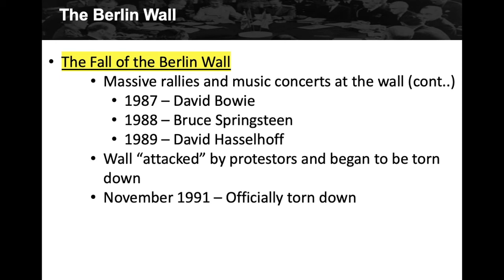The wall was attacked, quote unquote, by protesters, and they began to tear down the wall. They tore it down with sledgehammers. They brought in equipment. They brought in cranes. They did all kinds of stuff, and they tore down the wall. November 1991, officially torn down, and that was when basically the only pieces of the wall left were going to be known for memorials and for museum pieces.